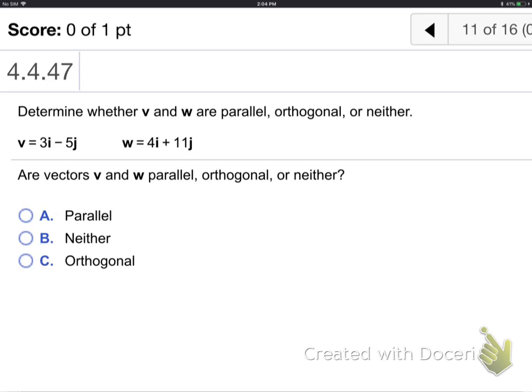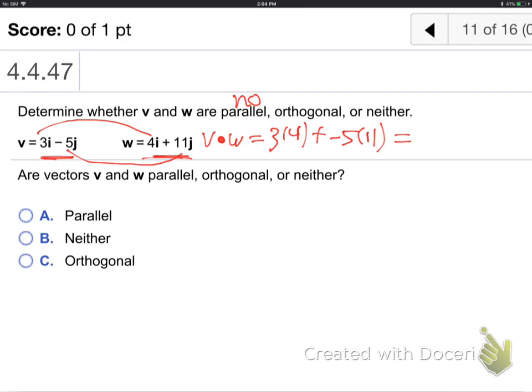Parallel, orthogonal, or neither. All right, so first off, are they parallel? Is one of them just a number times the other one? No, they're just different. They're not parallel. Are they orthogonal, perpendicular? Let's test it. V dot, the dot product: I times I, 3 times 4, plus J times J, minus 5 times 11. What is that? 12 minus 55 is minus 43. So no, it's not orthogonal, so they're neither.